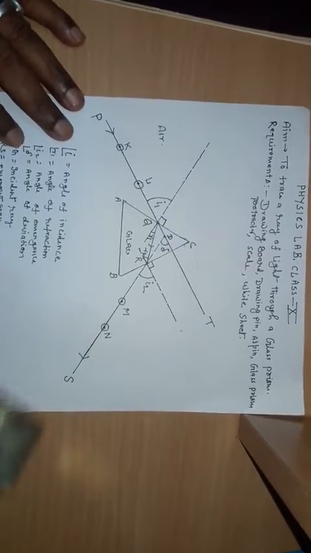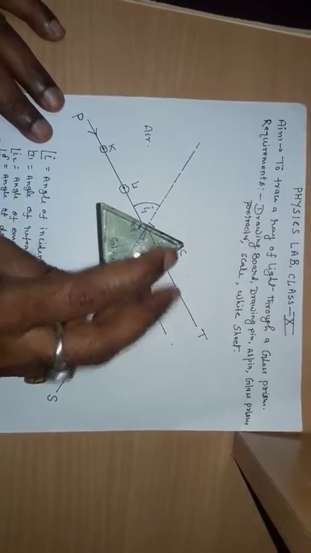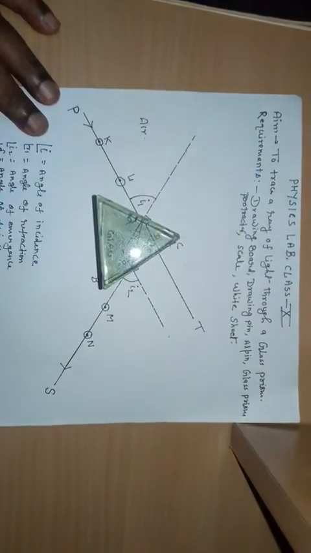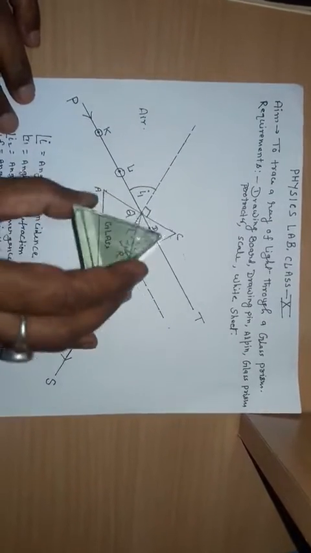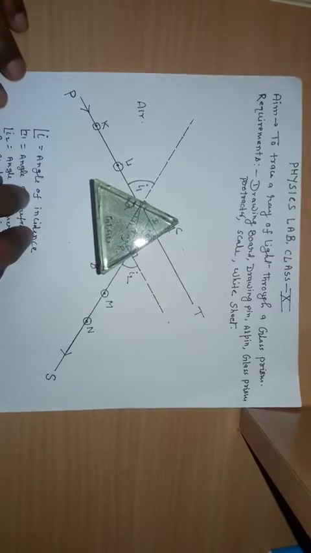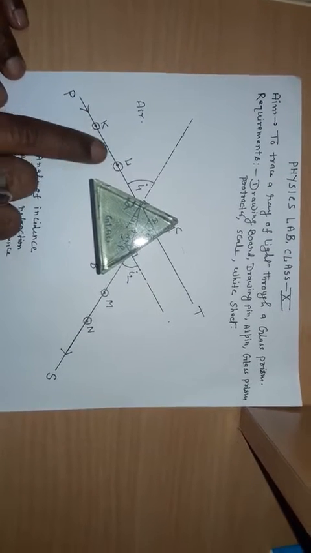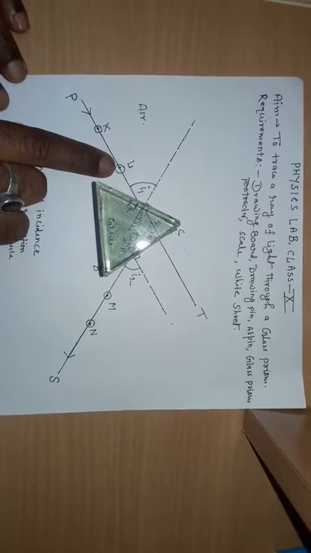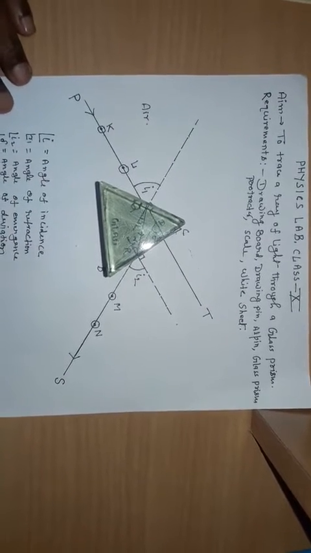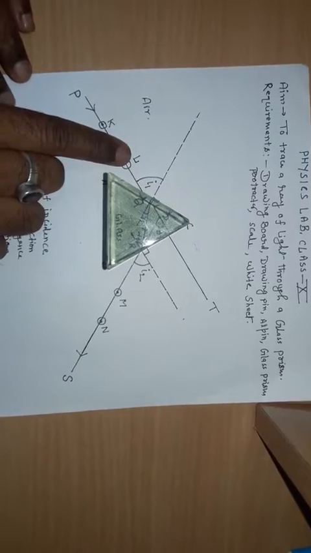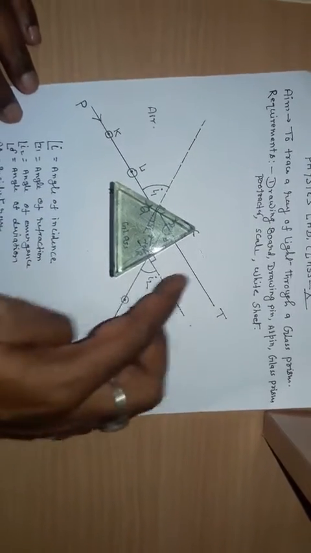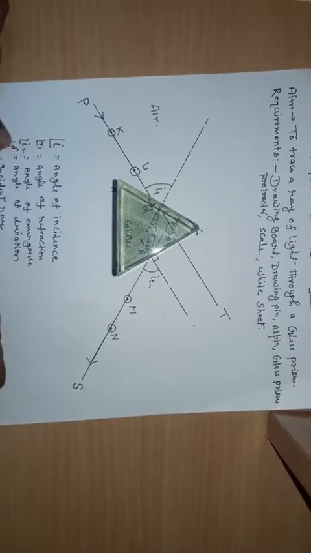First we put the glass prism on the white sheet and took the outline A, B, C of this glass prism and draw a line PQ and fix two pins K and L vertically. Now see these two pins K and L through this side into the prism.